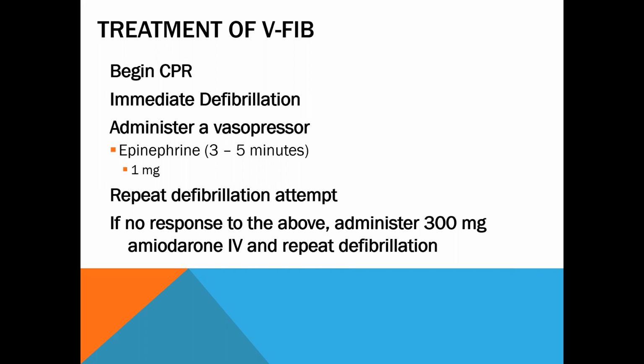So if you're putting it down the endo tube, do you still give the 1 milligram? Or do you double it? You double it. So 1 milligram of epinephrine is the dosage to give intravenous. Putting it down the endo tube, you double the dosage.